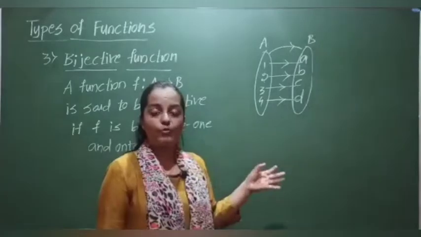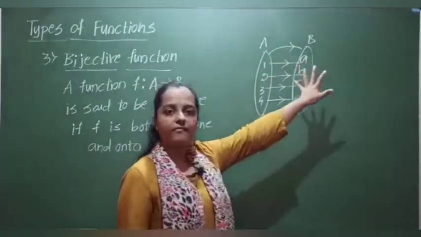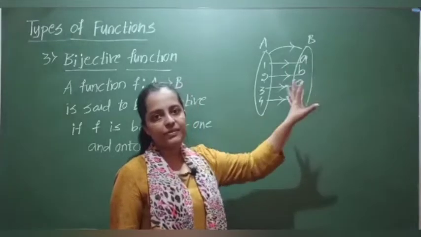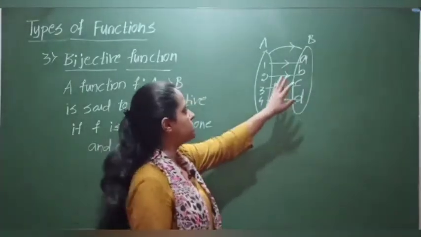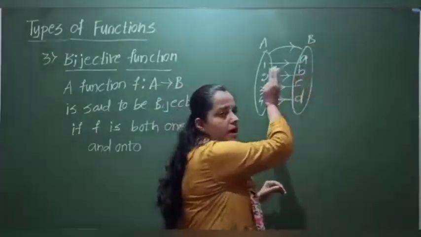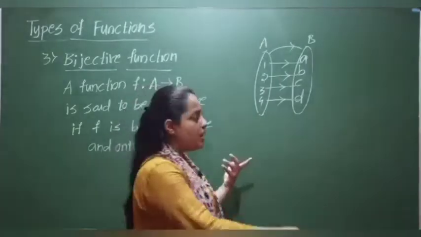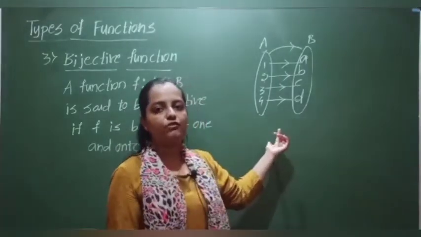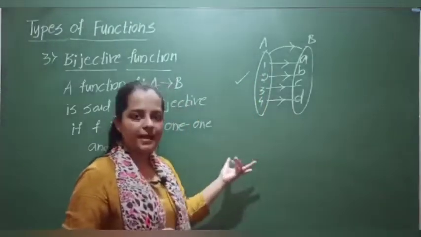This is obviously a one-one function because all the elements of set A have different images in set B. Is it an onto function? Yes, this is onto because range is equal to codomain, or all the elements of set B have pre-images in set A. Therefore this is both one-one and onto, so this is a bijective function. This is an example of a bijective function.